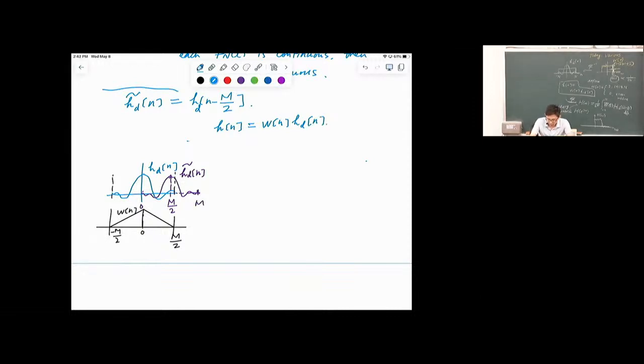We know that in all the windows we talked about so far, and I've never encountered an exception, in all the windows I ever applied in my life, the window is always an even function. In 25 years of career, I've never encountered a non-symmetric window. Since it has the even symmetry, as well as the ideal response is also even symmetric, both of them are symmetric.